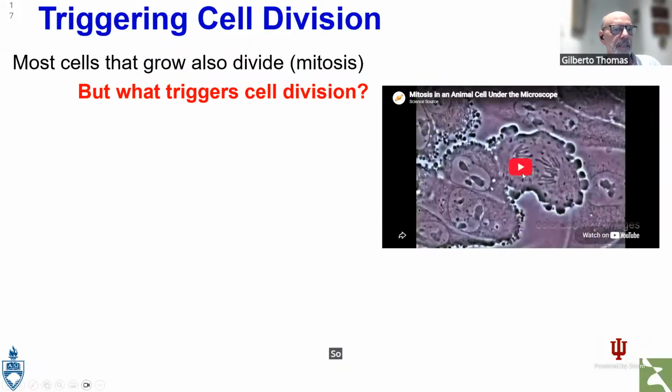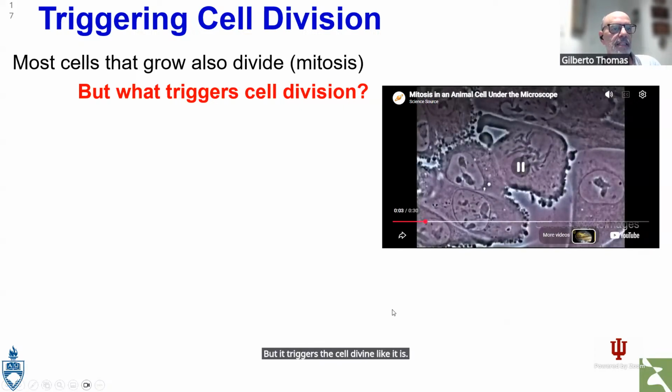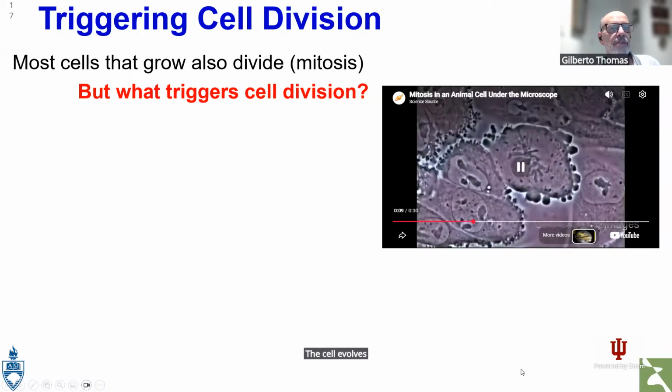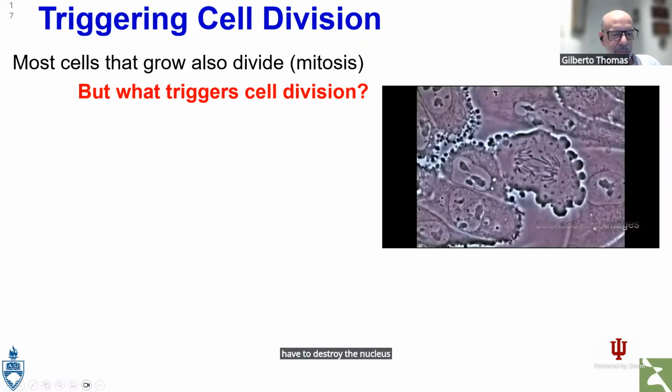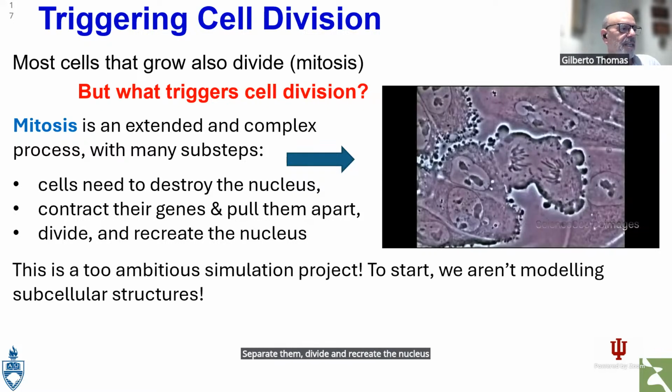So the question is, what triggers the cell division like this? See, it's a complicated stuff. The cell evolves, it increases a little bit. You have to destroy the nucleus, contract the genes, separate them, divide, and recreate the nucleus. It's a nice process, actually. To simulate that it's feasible, but it's not what we want right now.